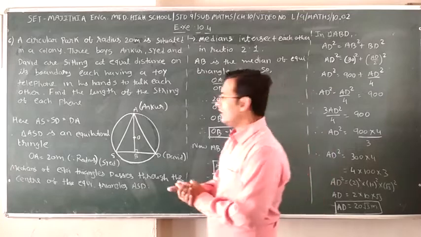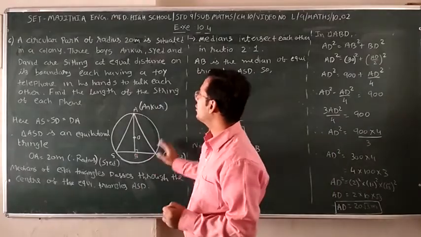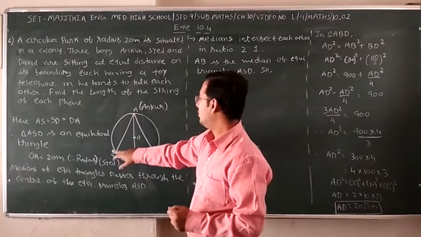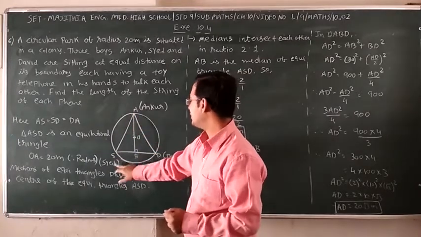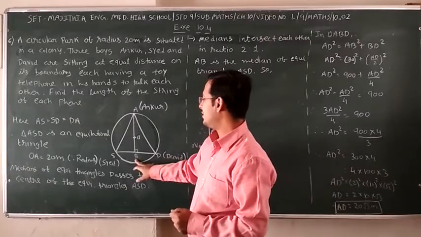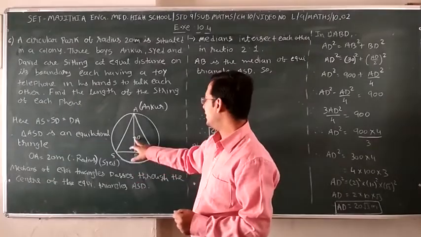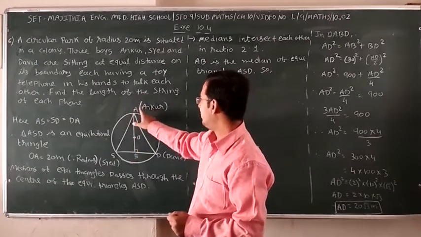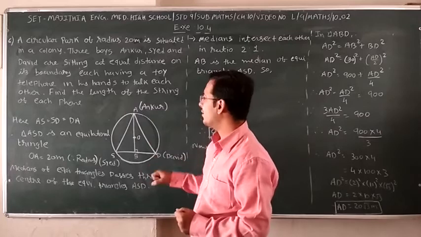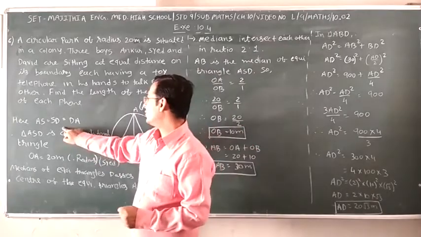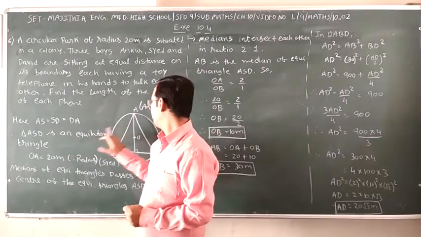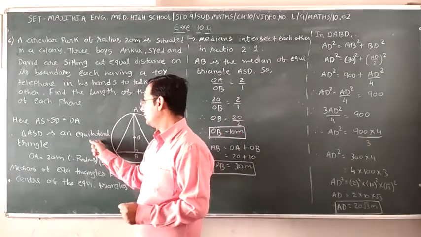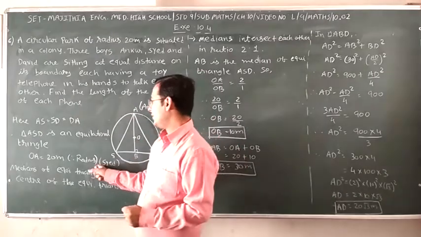There is a colony. There is a circular park. All 3 are on the boundary line. So we take A for Ankur, S for Sayyad, and D for David. That is altitude AB, so it makes 90 degrees. O is the center. Here the distances are the same from Ankur to Sayyad, Sayyad to David, David to Ankur. So we take AS is equal to SD is equal to DA. So triangle ASD has all sides equal, so it is an equilateral triangle. And here the radius is given, 20.